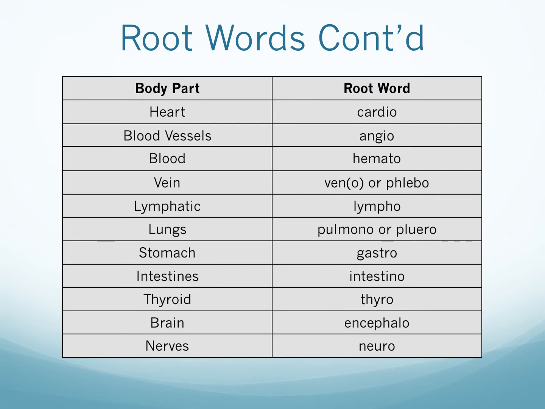Listed here are additional body parts and their correlating root word names. The root word for heart is cardio. The root word for blood vessels is angio, and when we talk about blood, we call it hemato. The vein is referred to as either veno or phlebo. The lungs are either pulmono or pleuro, and the stomach is gastro. Intestino is the root word for intestines. Thyroid has a root word of thyro. The brain is encephalo, and the nerves are neuro.